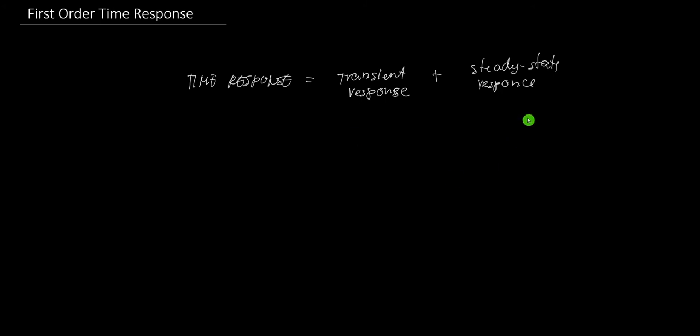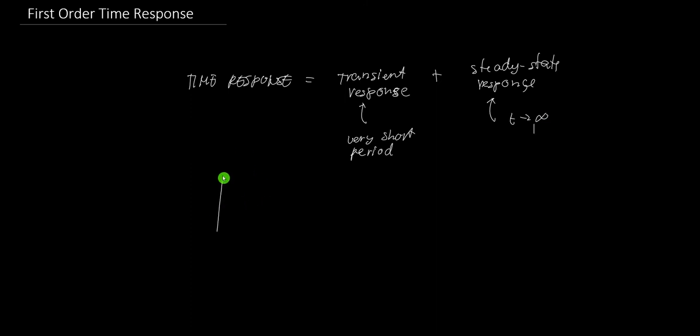The transient response is the response that hopefully dies. It will be zero when t approaches infinity. So this is a response for a very short period of time. That's why it's called transient. Well, the steady state response is the response when t approaches infinity.